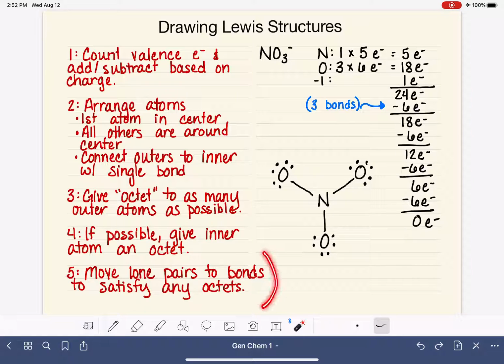When we came to this step and we needed to do this, moving a lone pair, we had a whole lot of lone pairs to choose from. That's 9 lone pairs. I could have picked any one of them to use to do this. And so when you have to do this, know that you can choose any lone pair to turn into a double bond. It's not going to matter.